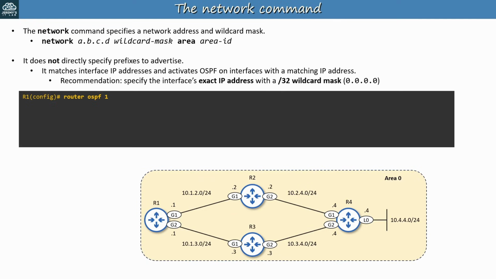Let's look at an example on R1. First, I created the OSPF process with process ID 1. Here is the command to activate OSPF on G1. Network 10.1.2.1, 0.0.0.0, area 0. Once again, this doesn't mean advertise 10.1.2.1/32 into OSPF. It simply means activate OSPF on the interface whose IP address is 10.1.2.1. And here's the command for G2, once again specifying the exact IP address.